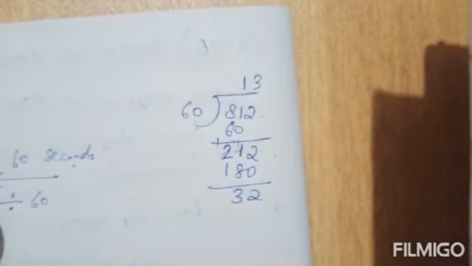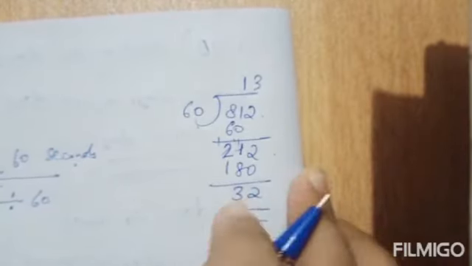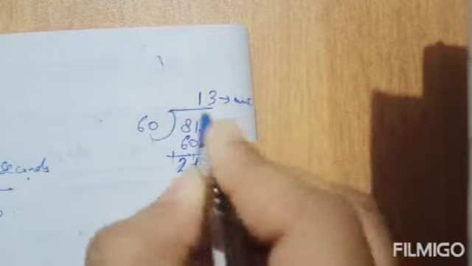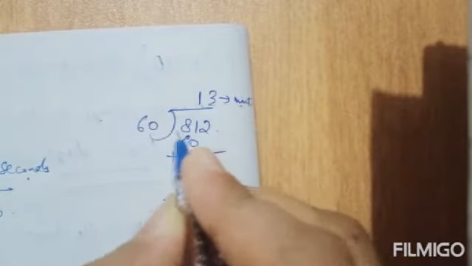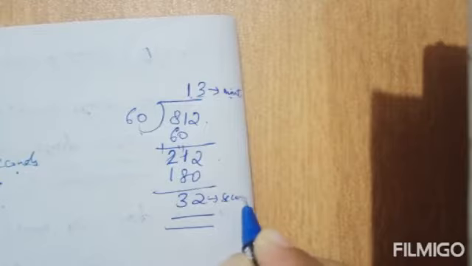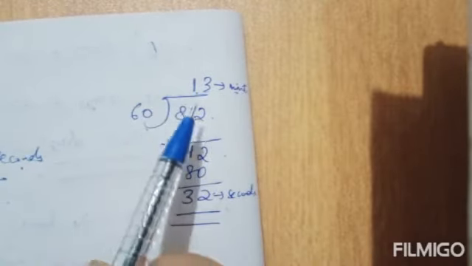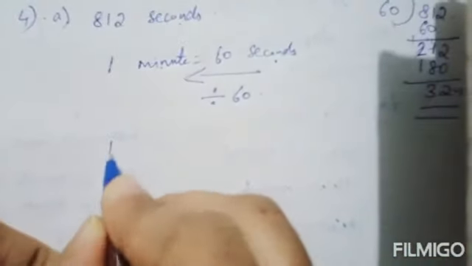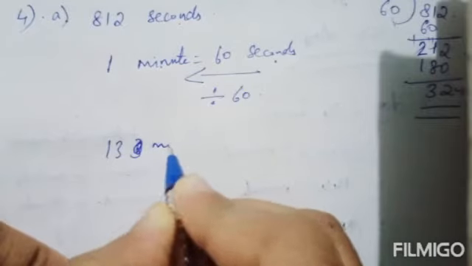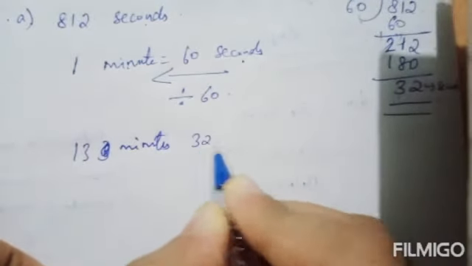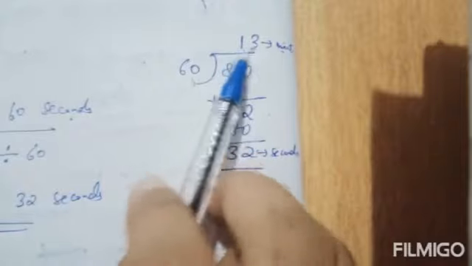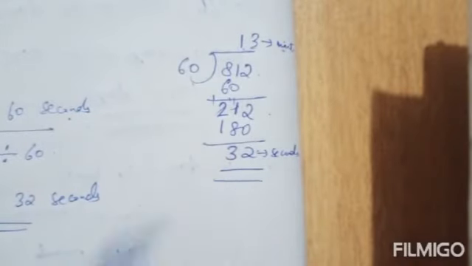So you will get 32 as remainder. Okay, so here actually this is minutes. This many minutes will be there in 812 seconds, and this is seconds. So it is 13 minutes 32 seconds. So that you can write 13 minutes and 32 seconds. So in order to convert seconds to minutes, we have to divide by 60. The quotient will be minutes and the remainder will be seconds.